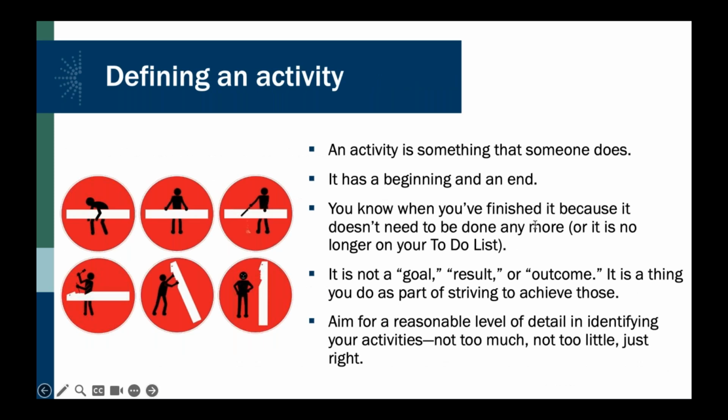Your work plan will be built on activities. So it is important to be clear about just what an activity is. An activity is something that someone does. It has a beginning and an end, just like projects. And you know you've finished it because it doesn't need to be done anymore. An activity is not a goal, a result, or an outcome. Rather, it is something you do as part of striving to achieve those. Aim for a reasonable level of detail in identifying your activities.